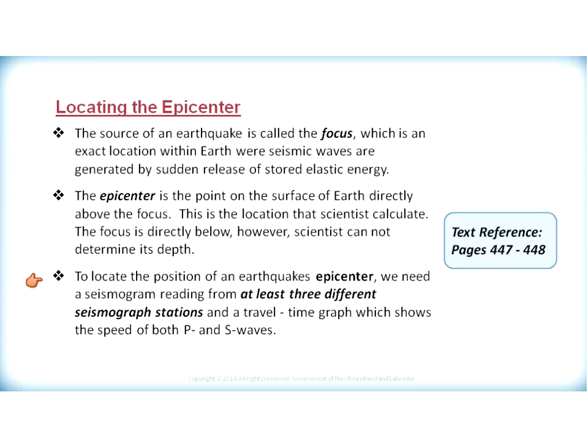To locate the position of an earthquake epicenter, we need a seismogram reading from at least 3 different seismograph stations, and a travel time graph which shows the speed of both P waves and S waves. We can see information in the textbook on pages 447 to 448.